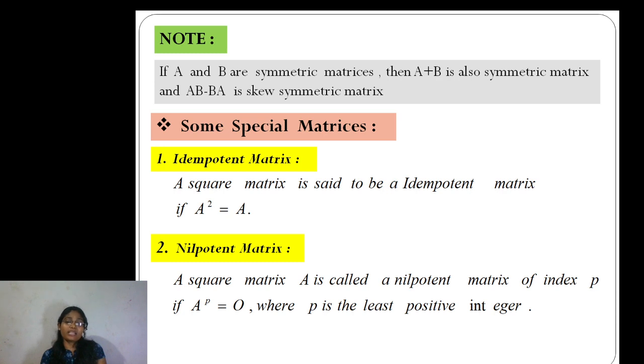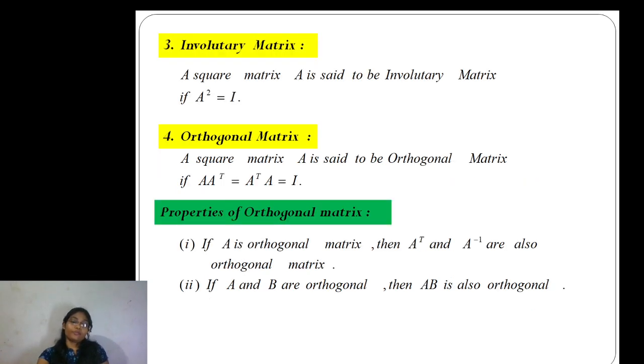Nilpotent matrix: a square matrix A is called a nilpotent matrix of index P if A to the power P equals to null matrix, where P is the least positive integer. Null matrixটা কি? যার প্রত্যেকটা এলিমেন্ট 0 হবে, সেই সমস্ত ম্যাট্রিক্সকে বলা হয় zero matrix, okay. A to the power P equals to null matrix.